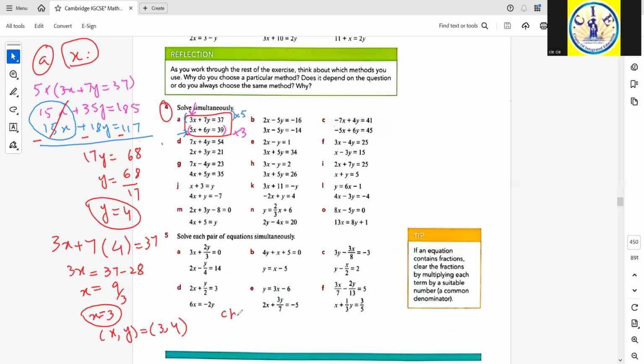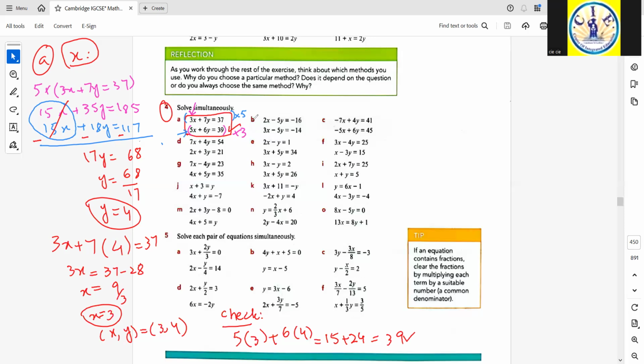And now for the check, let me replace it in equation number 2. 5 times x, that is 3, plus 6 times y, that is 4. So that will give me 15 plus 24, 39. Yes, that is equal to the right hand side of the equation number 2. So this is how we solve them.